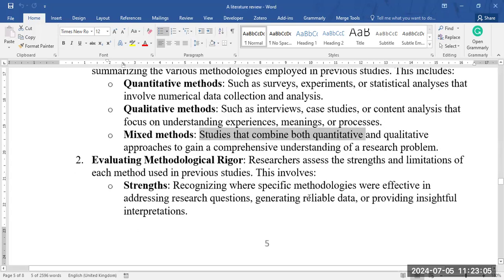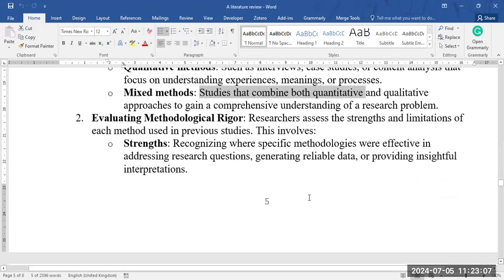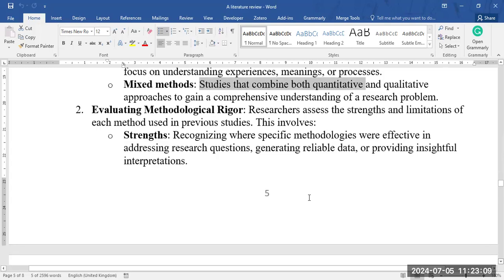And evaluating methodological rigor. Another one, researchers assess the strengths and limitations of each method used in the previous studies, right? Because different researchers use different methodologies, which one is appropriate? That's why recognizing where specific methodologies were effective in addressing research questions, generating reliable data, and providing insightful interpretation.